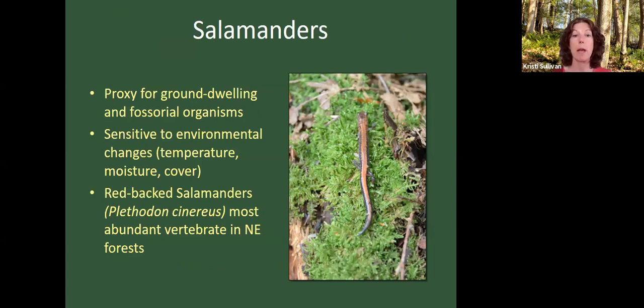This is a picture of the redback salamander, which is our most common salamander. It's been found in some research studies to be the most abundant vertebrate that we have. So, animals with a backbone in Northeast forests, they're very abundant.